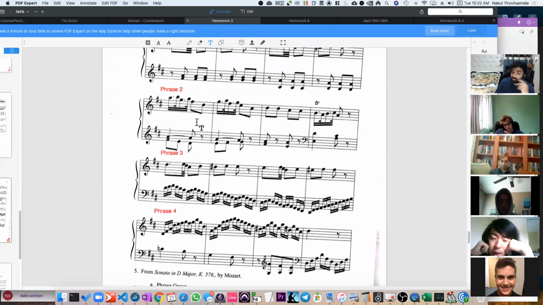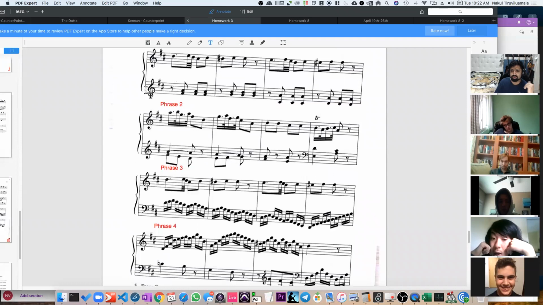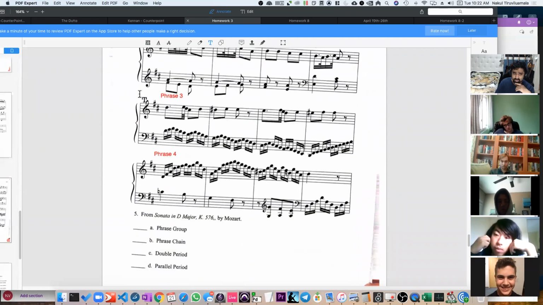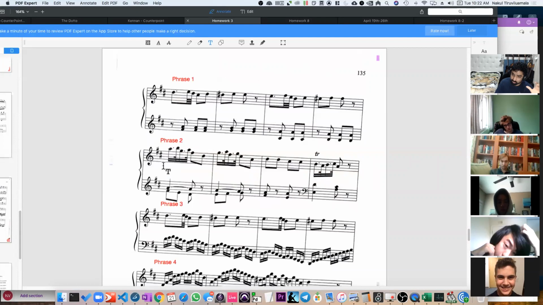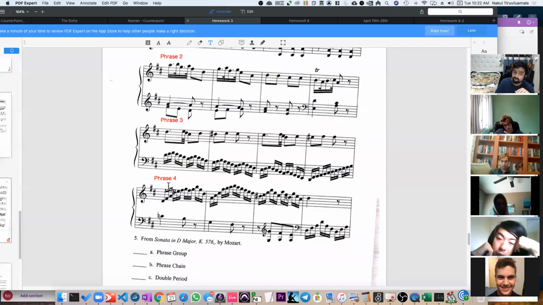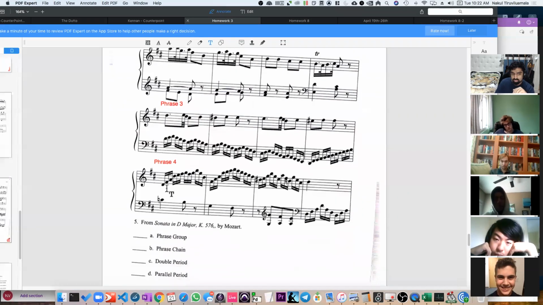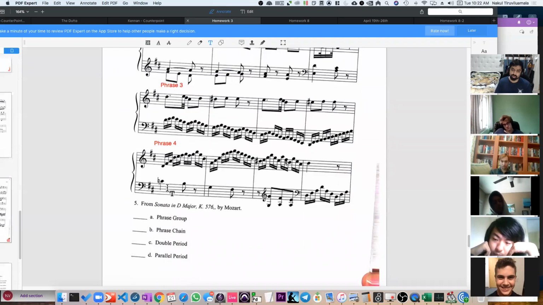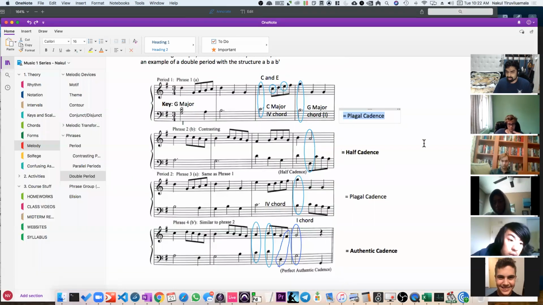So what you really get, the answer, incidentally, after all that backstory, I guess the answer to this question is a double period. It's a double period because you're basically contrasting phrase 1 and phrase 2, which is a period, against phrase 3 and phrase 4, which is a period. And the only concept we've studied that has 4 phrases is a double period. So anyway, hopefully that was a scintillating look into music analysis.